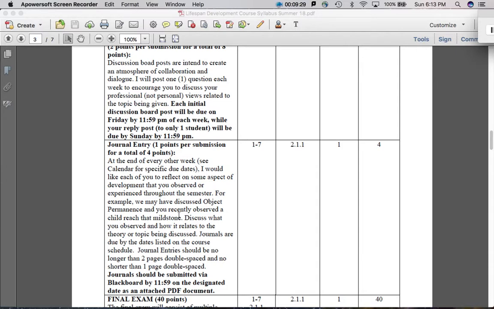Now, your journal entries are going to be very short. They're going to be no less than 1 page double-spaced, but no longer than 2 pages. And it's really just about anything that you want to talk about. You don't have to relate it to a theory. You don't have to do anything related to that. It could just be something that comes to your mind where you say, I've always wondered why people do this. But it has to be related to aspects of lifespan development.